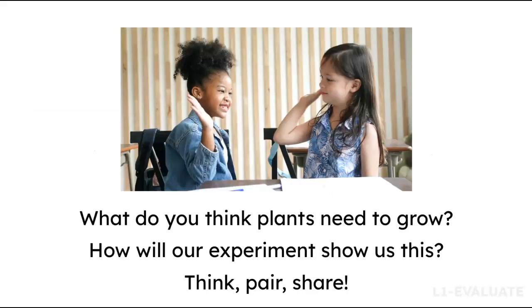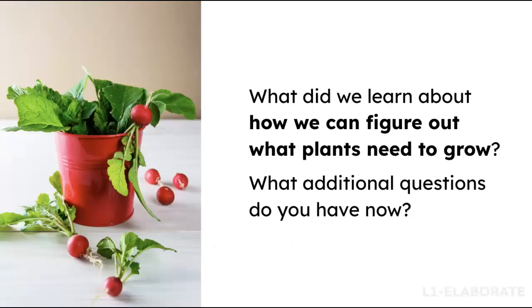For the Evaluate portion, you'll ask students what they think plants need to grow and how their experiment will show this. They'll think, pair, share. To support student sense-making across the unit, you'll orient them back to the driving question board. You'll ask students, what did we learn about how we can figure out what plants need to grow? And what additional questions do you have now?